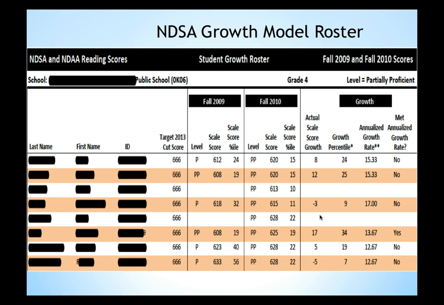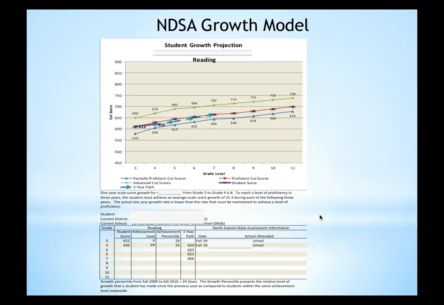And then if we go and look at the NDSA growth model report, that again gives us a nice visual of how students perform over time, and it also, for students that are not performing at proficiency, gives them the target that they need to have 3 years down the road to become proficient. And then down at the bottom of each of these pages, again, it tells you the information about the student over a period of time and which schools they attended.